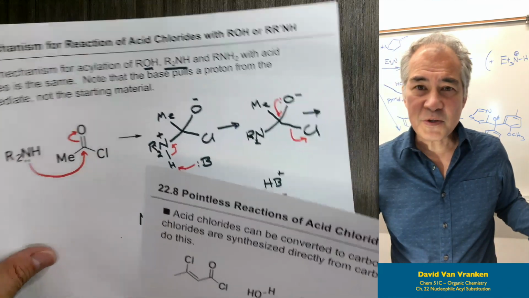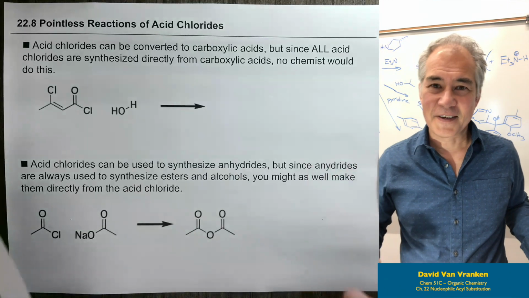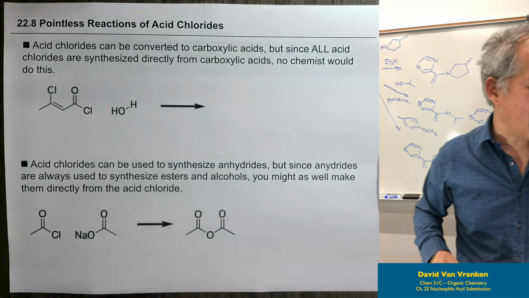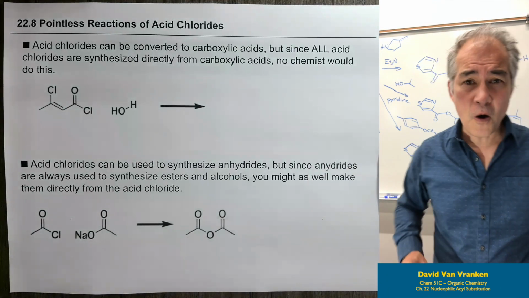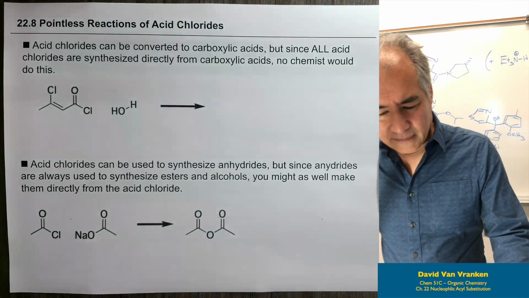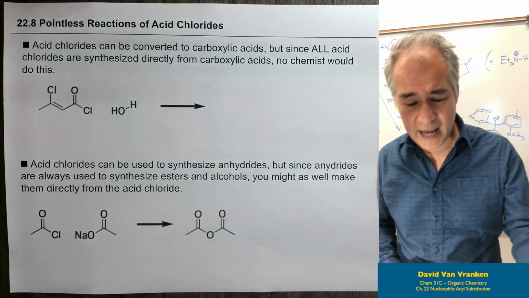Okay, the book shows you some extra reactions of acid chlorides. What are the important reactions of acid chlorides? Making esters and making amides. That's the important reactions of acid chlorides. And those turn out to be so important in organic chemistry. Oh, also Friedel-Crafts acylations, but we've already talked about that. So what are some other reactions you can do? Acid chlorides are so reactive.